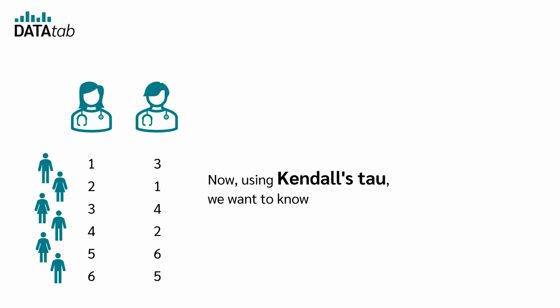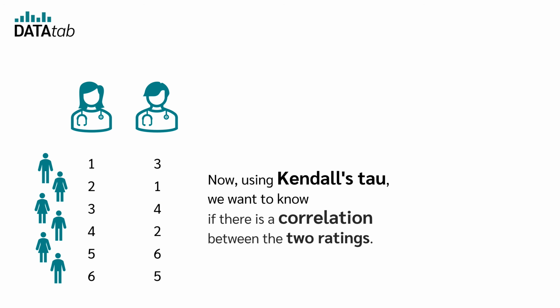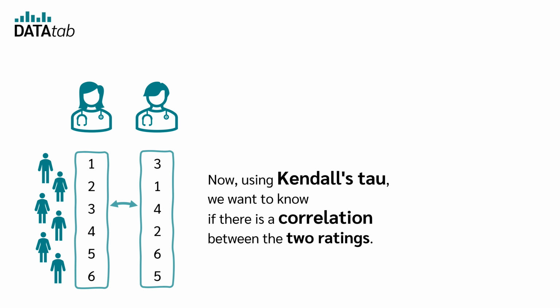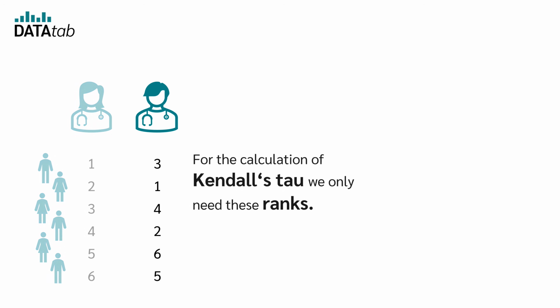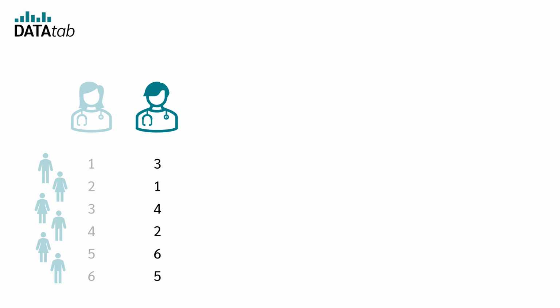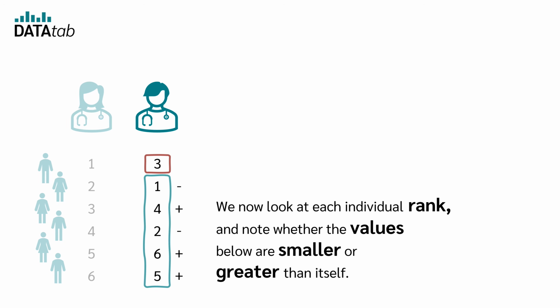Now, using Kendall's Tau, we want to know if there is a correlation between the two rankings. For the calculation of Kendall's Tau, we only need these ranks. We now look at each individual rank and note whether the values below are smaller or greater than itself.